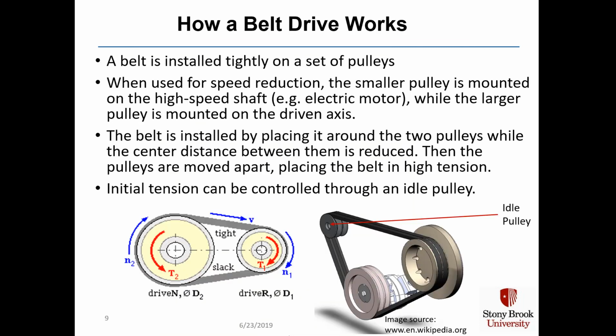A belt is installed tightly on a set of pulleys, or sheaves as they're called, and when used for speed reduction, the small pulley is mounted on the high-speed shaft, otherwise known as the motor shaft, while the larger pulley is mounted on the driven axis. And the belt is installed by placing it around two pulleys while the center distance between them is reduced. Then the pulleys are moved apart, which puts the belt in high tension. You can also use an idler pulley if you need to control the tension.